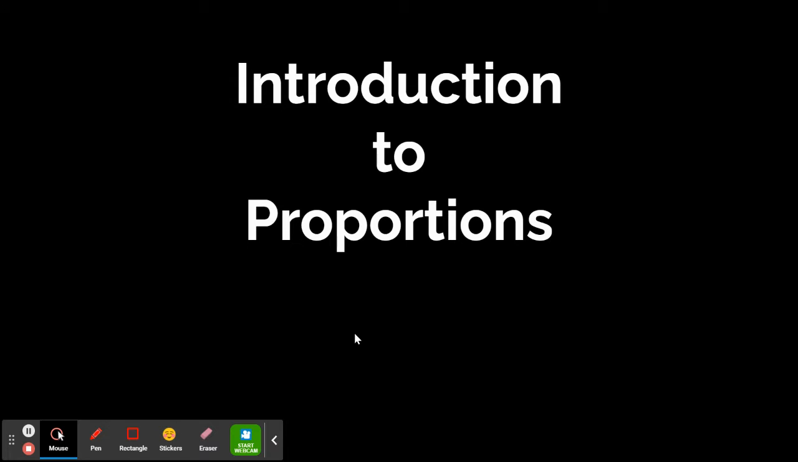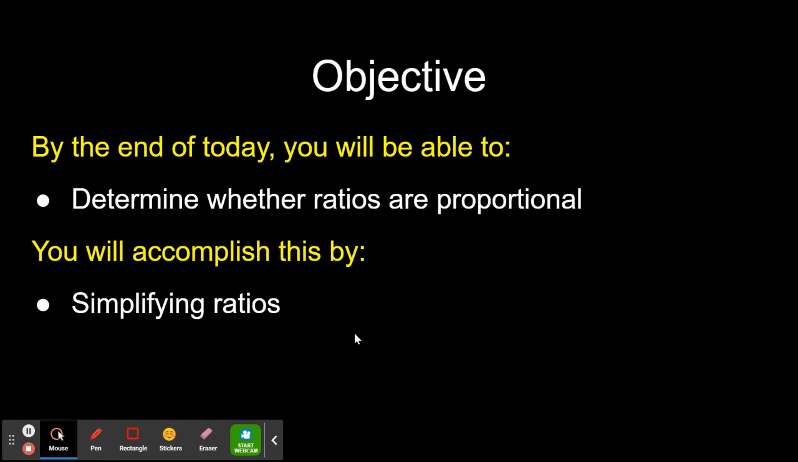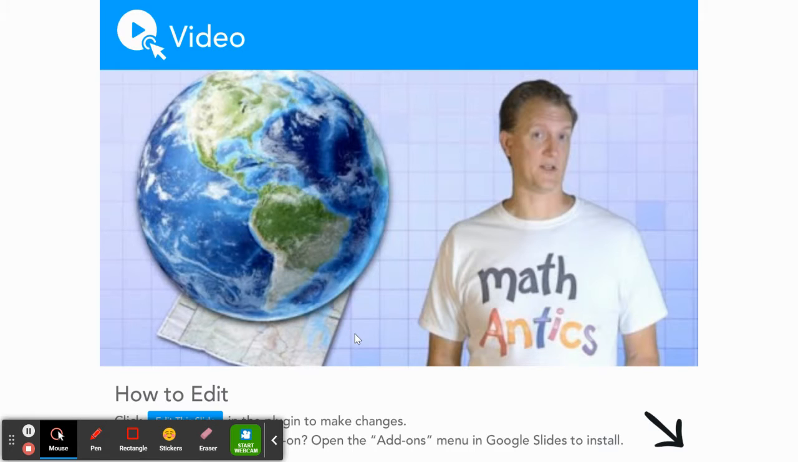Today you'll get an introduction to proportions. So by the end of the day, you'll be able to determine whether ratios are proportional, and you will accomplish this by simplifying ratios. We're going to go ahead and start with a video here.